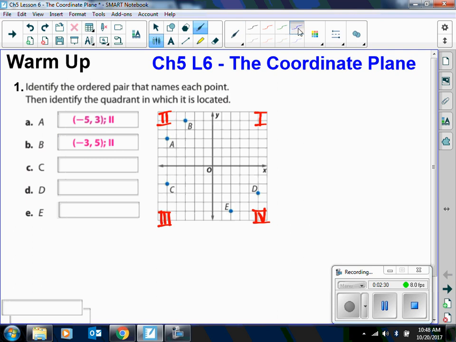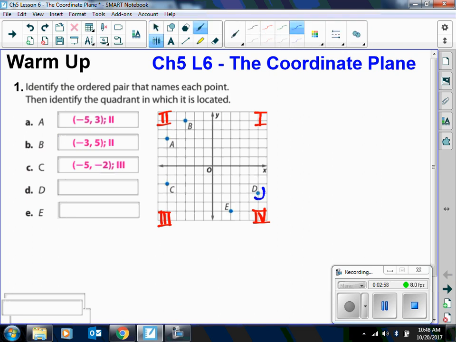How about point C? You guys have that one done already? Okay, what's that going to be? -1, 2, 3, 4, 5. So that's -5, comma, down 2. That's -2. -5, comma, -2. And that's quadrant 3.